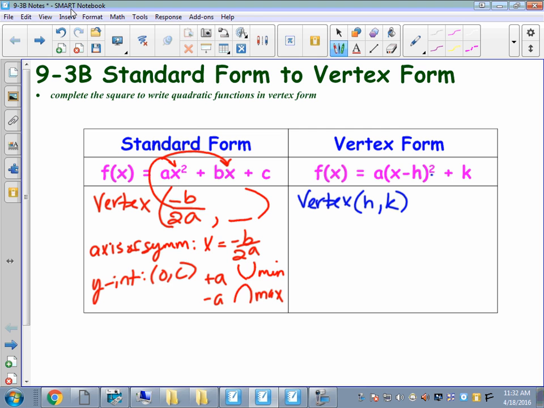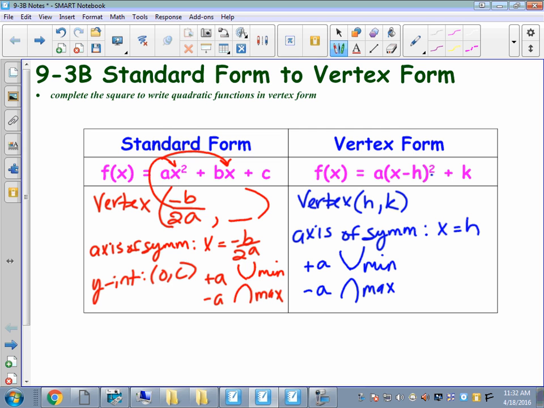The other thing that we can get is obviously the axis of symmetry. If the vertex is sitting on the axis of symmetry, it's the equation x equals h. And then the same thing with the positive a and the negative a. If it's positive, it's going to be a min. If it's negative, it's going to be a max. But we can also talk about the size in either case, whether it's narrower or wider. But just by looking at the equation, these are the different things you can get.